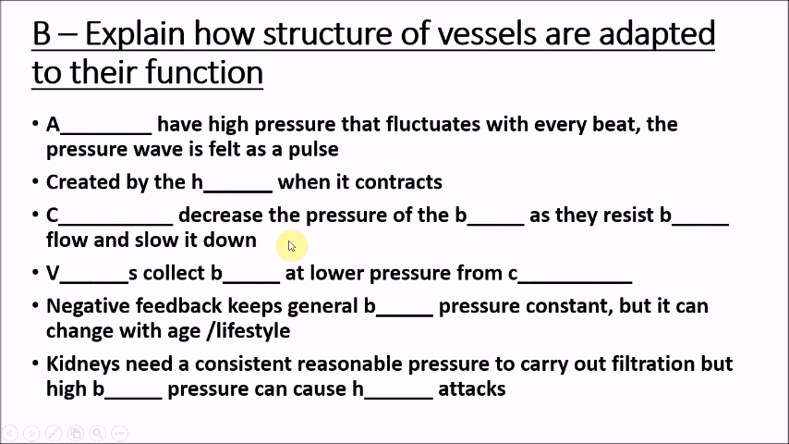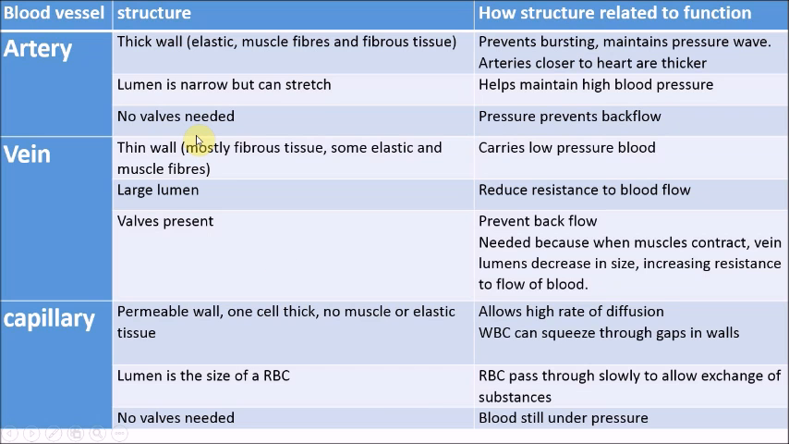Capillaries then decrease the pressure of the blood as they resist the blood flow, and so they slow it down. The veins collect the blood at the lower pressure from the capillaries and then return it to the heart using valves. Now, in terms of keeping a balance of pressure, you use negative feedback, which you don't need to know about, but it's a process that keeps the blood pressure at a fairly constant level. You need it reasonably high for the kidneys to carry out filtration, but then if it's too high, it can cause heart attacks. This is just a table to summarize what I've just told you about the structure and the function. You need to learn that.